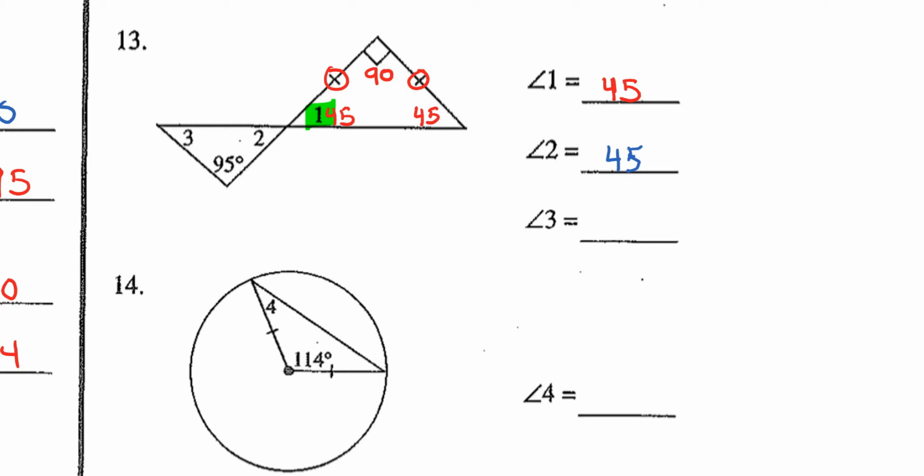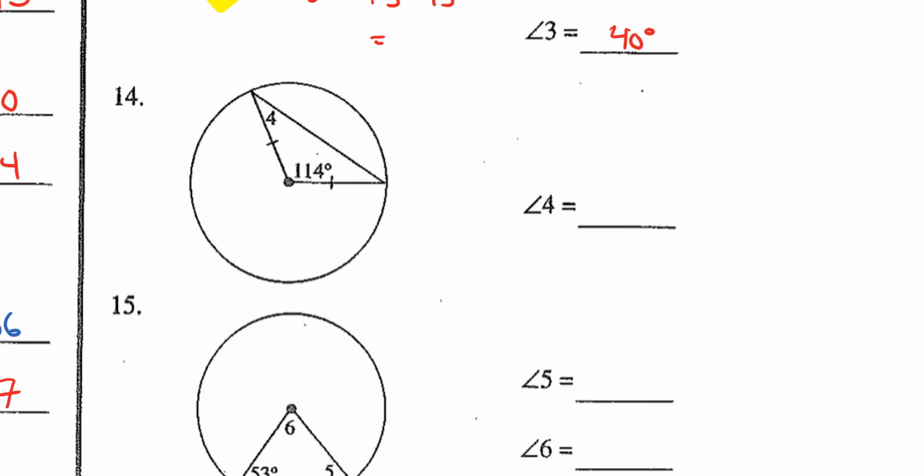Okay, so let's just put the 45 degrees right there. And then finally, if I take a look at this triangle right here, that adds up to 180 degrees. So for angle number 3, I would do 180 minus 95 minus 45. Okay, so 180 minus 95 minus 45, that's going to be 40 degrees there.